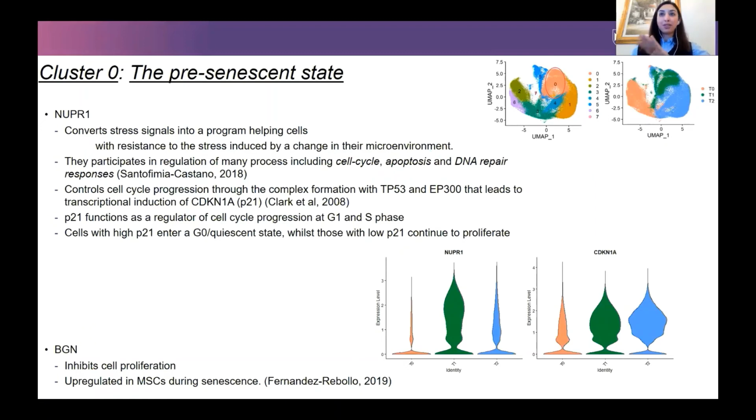Two examples of top highly upregulated genes in this cluster: NUPR1, which is known to convert stress signals into a program that helps cells to resist the stress that is induced by changing the microenvironment. NUPR1 is also participating in regulation of many processes, including cell cycle, apoptosis, and DNA repair, which totally makes sense in this scenario. And they also control cell cycle progression. The other interesting gene was VGN, which inhibits cell proliferation and is upregulated in MSCs during senescence.